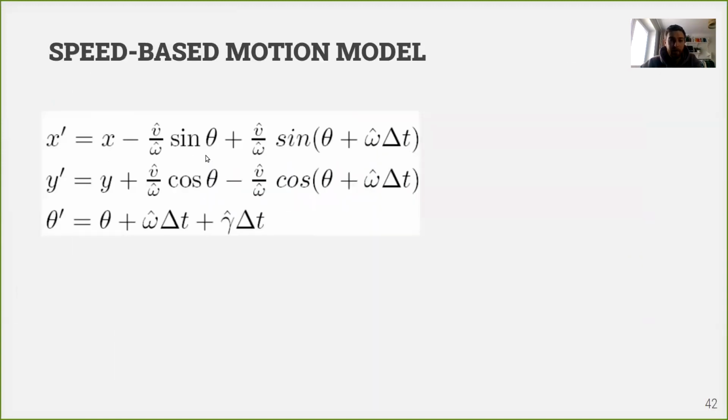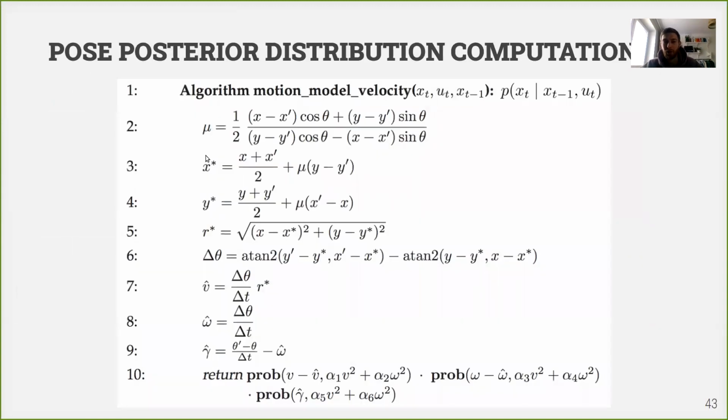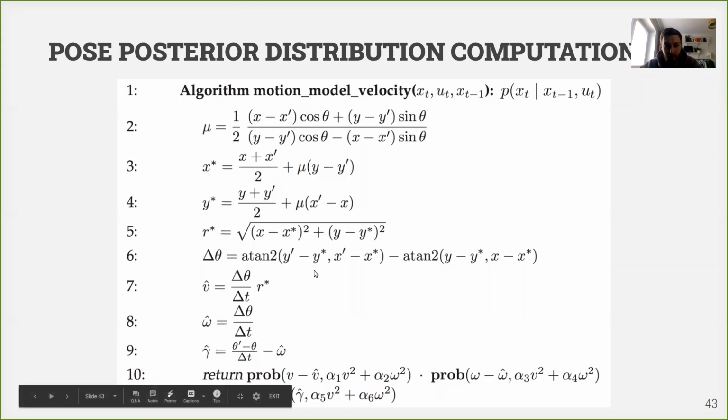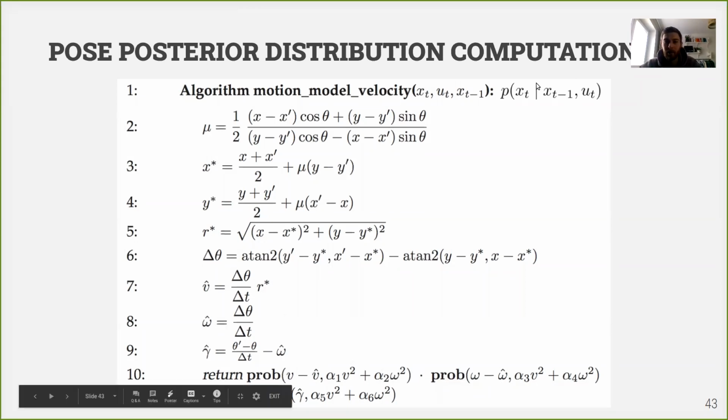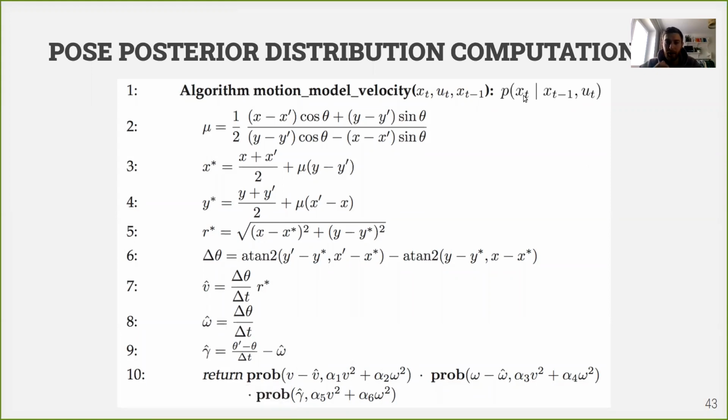And then again, we can have two different inverse motion models for the speed-based motion model. In the first one, we're estimating probabilities of our motions. And again, by multiplying three probabilities, we're getting the final probability for any given place, for any given xt, which is the pose of the robot, x, y, and theta.